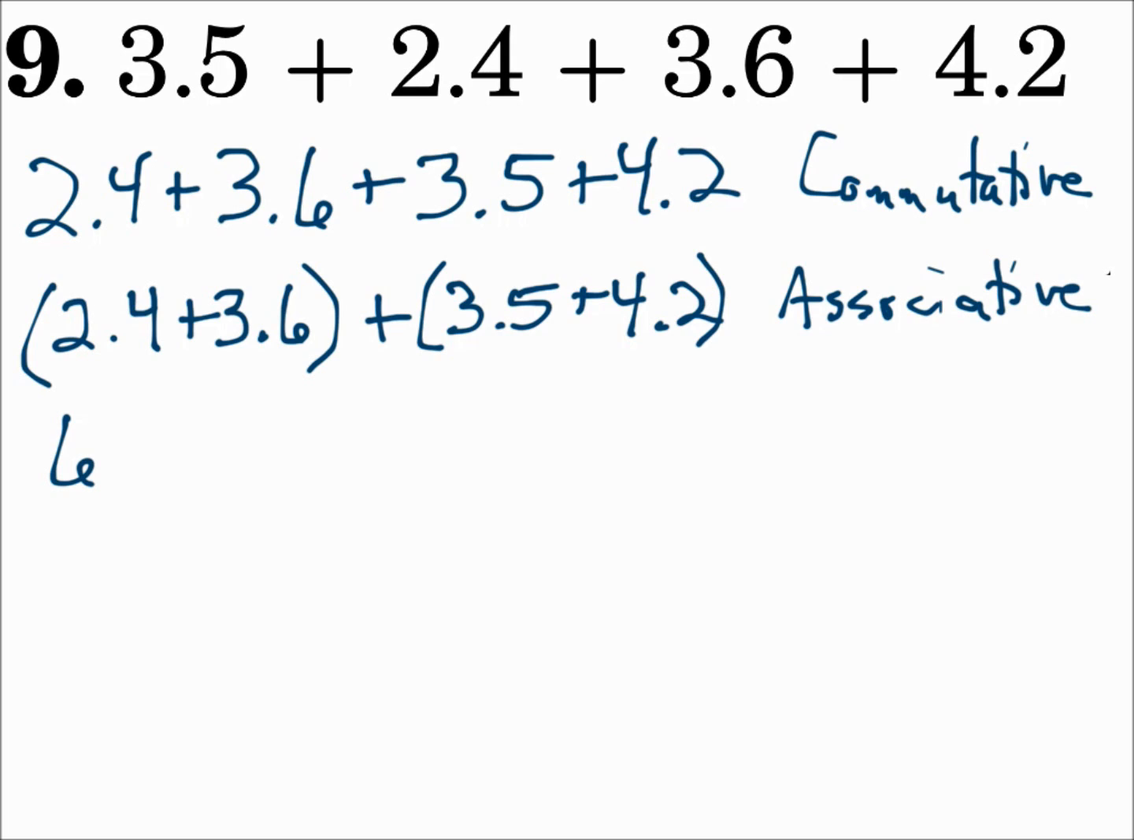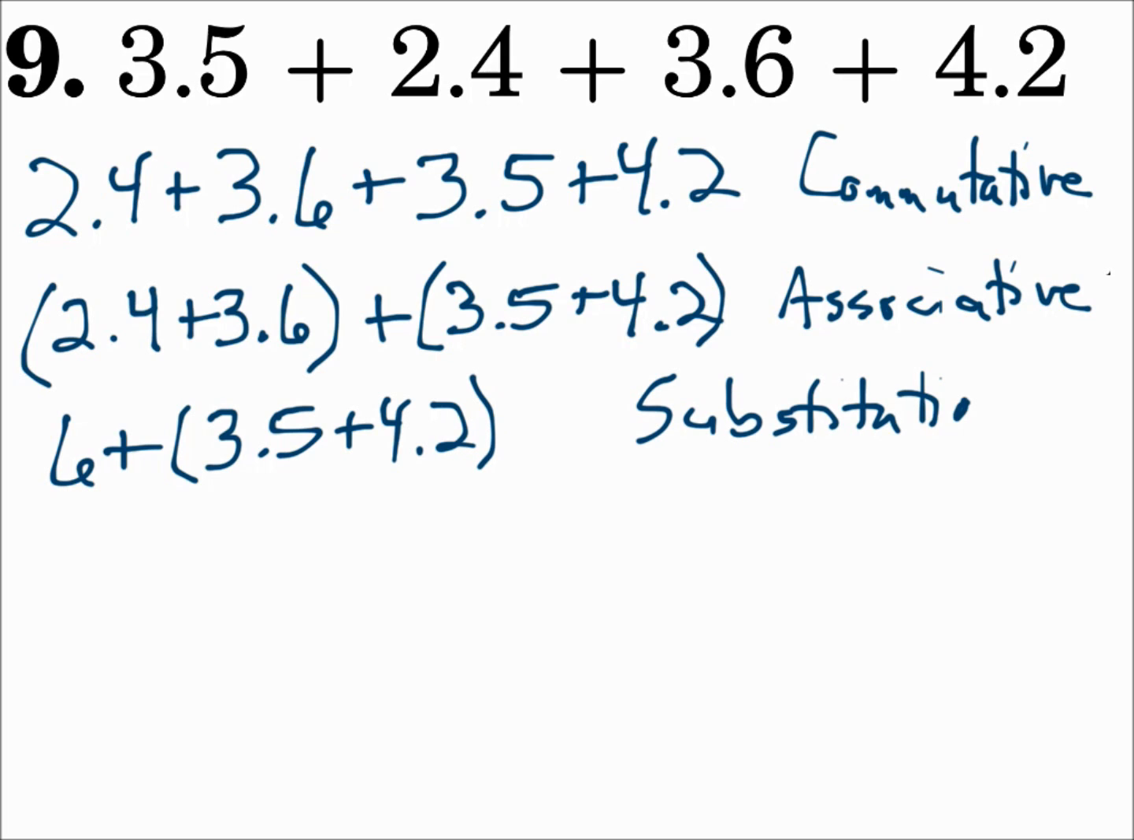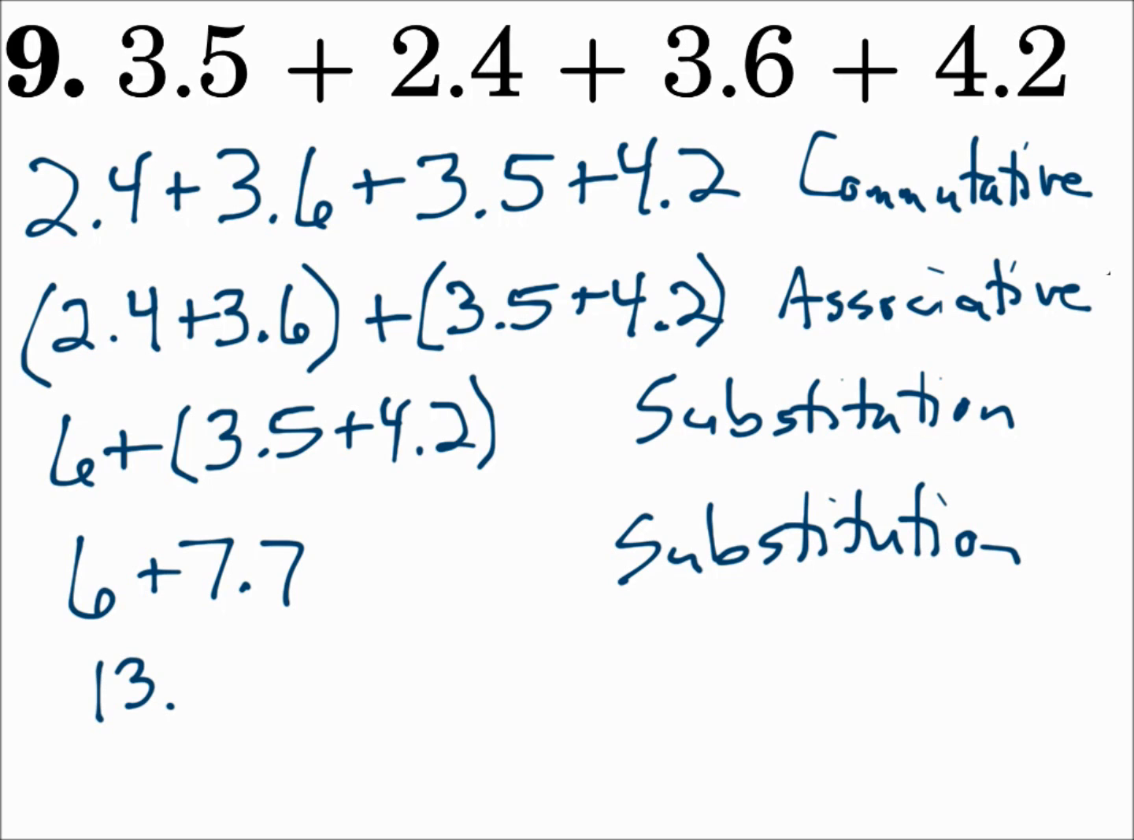And 2.4 plus 3.6 is 6. The decimal has gone away. 0.5 plus 4.2 is 7.7. Substitution for both of those. And finally, you get 13.7. By grouping together the 2.4 and the 3.6, you were able to get rid of the decimal for that number.